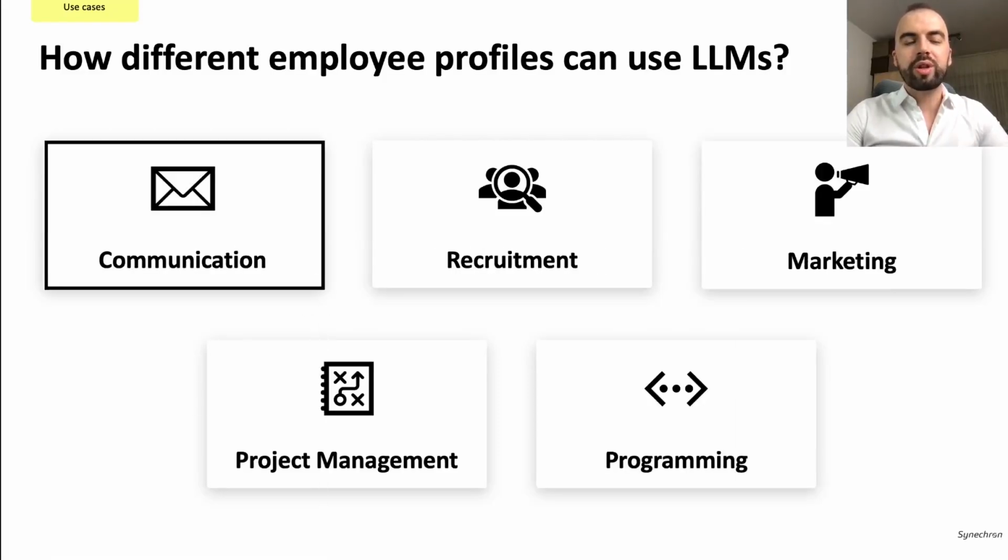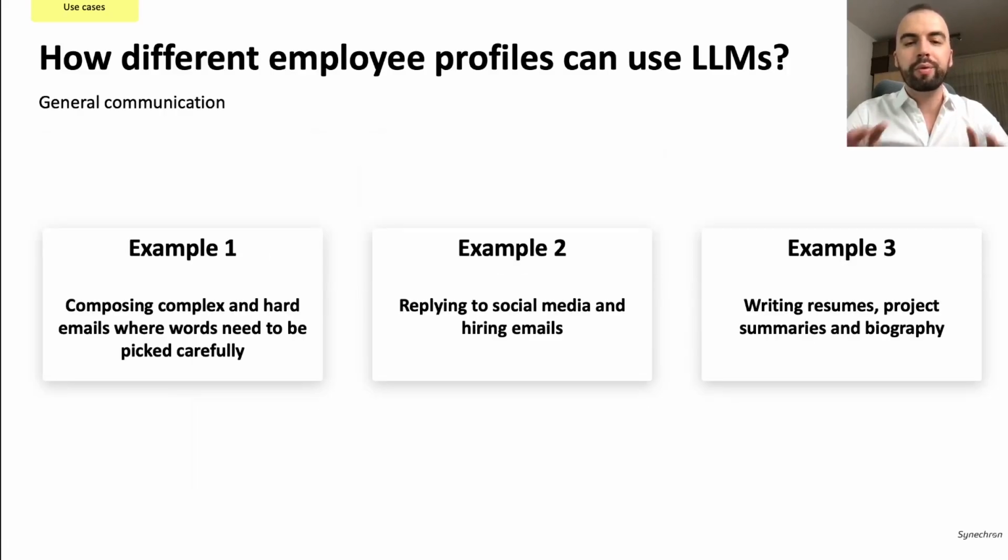So first, we're going to start with communicational usage of ChatGPT. And I'm going to show you 3 different examples. Of course, there are many more. I just picked 3 that sounded interesting. So composing complex and hard emails where words need to be picked carefully, sending emails to clients, to your boss, and similar. Replying to social media and recruitment emails politely. And the third example would be to write a resume, project summaries, and biography of the employee.